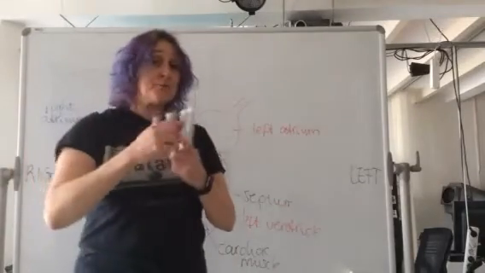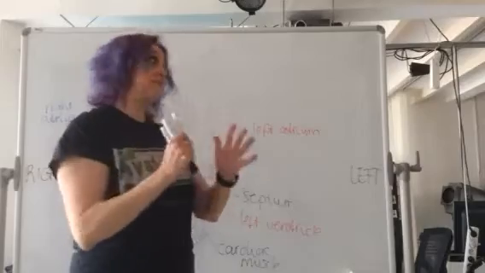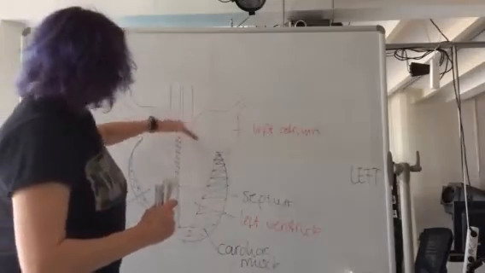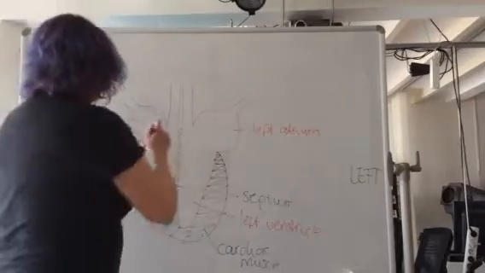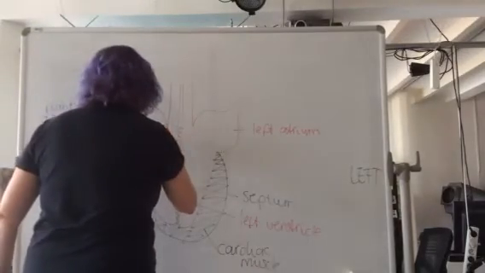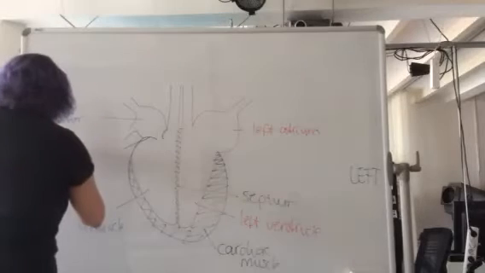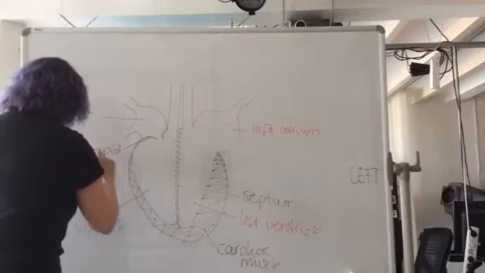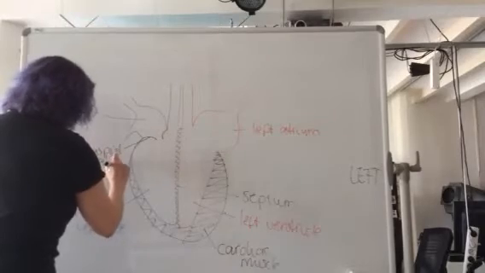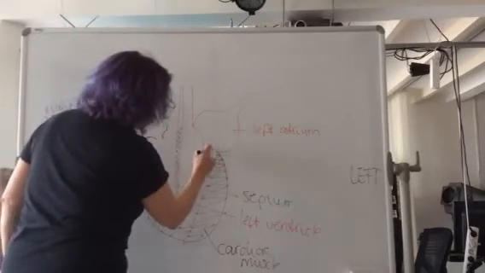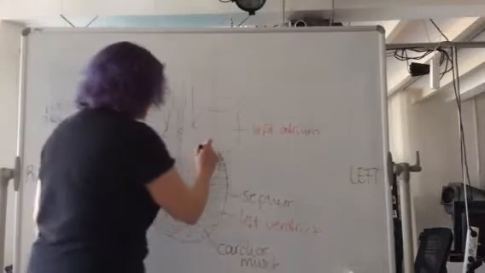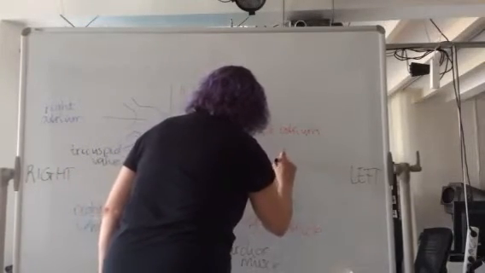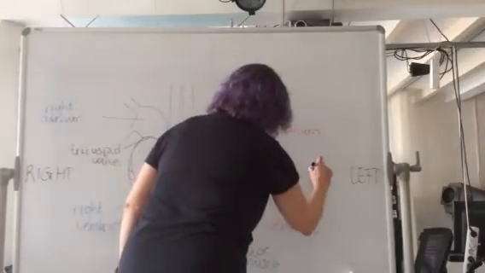And then the atria and the ventricles are separated by valves over here and over here. And these valves over here are the tricuspid valves. And these valves over here are the bicuspid valves.